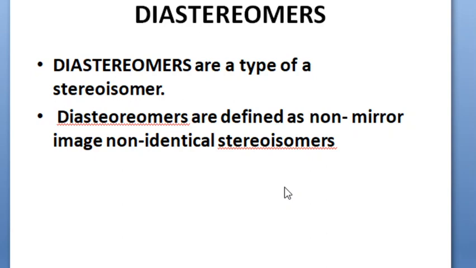So these are non-mirror image, non-identical stereoisomers. These are diastereomers. What do we mean by non-identical? Non-mirror image we can understand, because earlier we saw mirror image. Now this is non-mirror image. So if it is a non-mirror image, then you get the relation of diastereomer, and it should not be identical. That's it. Non-identical means it should not be the same molecule. So non-identical stereoisomers which are non-mirror images are diastereomers, you can say.